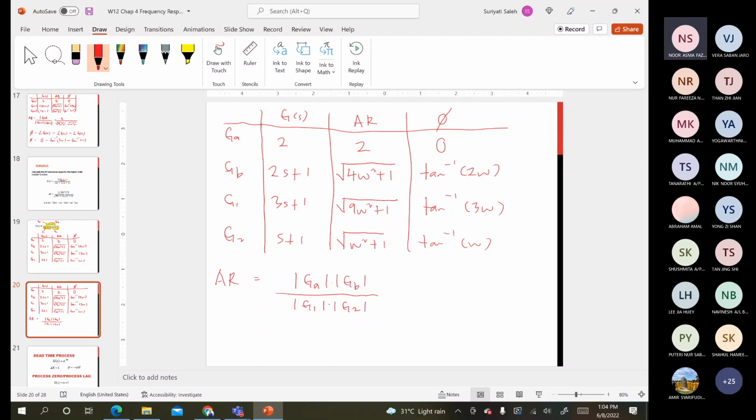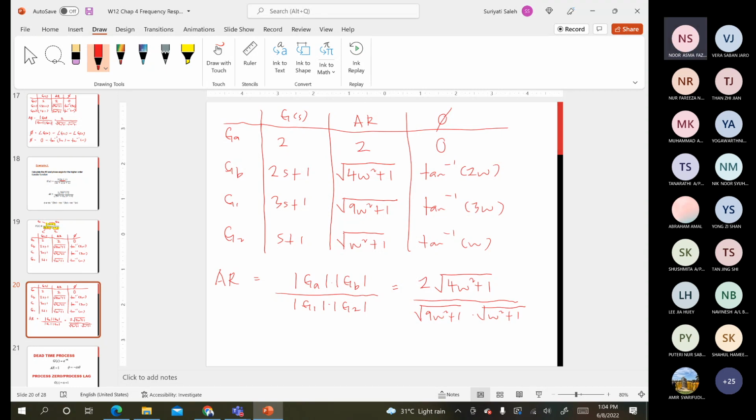You just put the modulus inside the transfer function, where now GA is 2. Your GB is square root 4W square plus 1, divided by square root 9W square plus 1 multiply with the square root W square plus 1. So this is the combination of your amplitude ratio.